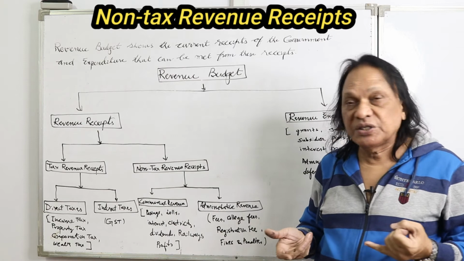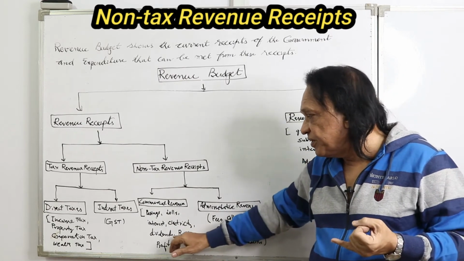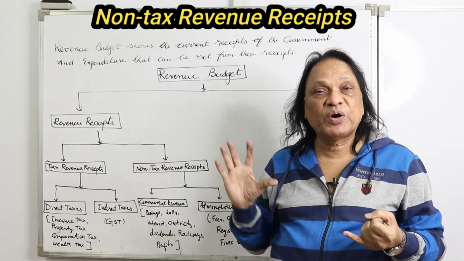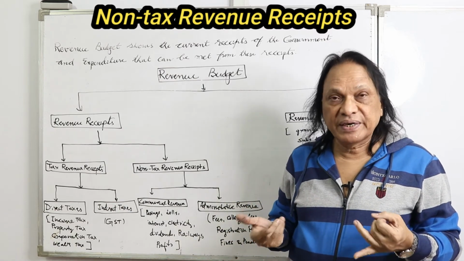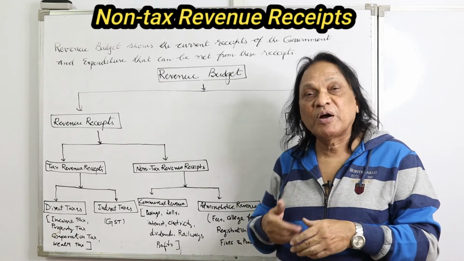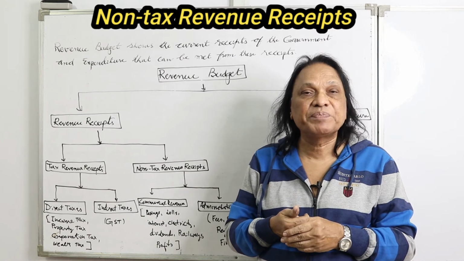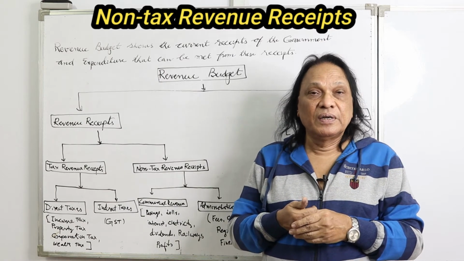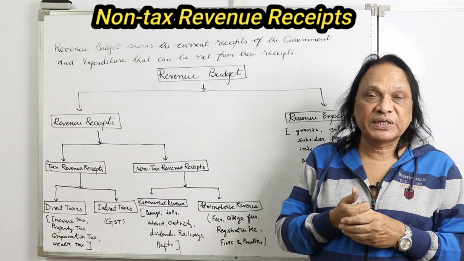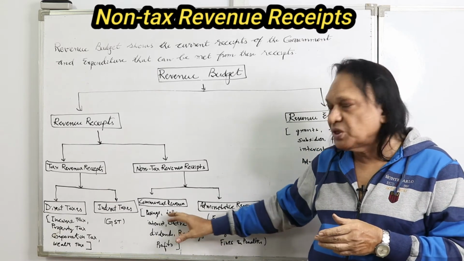And this can be electricity. The government provides electricity. That's a kind of revenue for the government. And dividends. The government must have purchased shares, bonds of some companies, and they are getting dividends on this. And railways income and railways profits. And then you have public sector undertakings. This can be NTPC, NHPC, and many public sector enterprises. They also generate some profit. So that is commercial revenue.